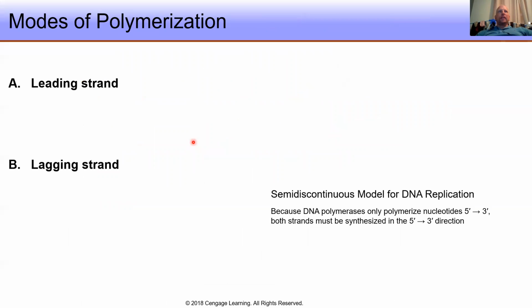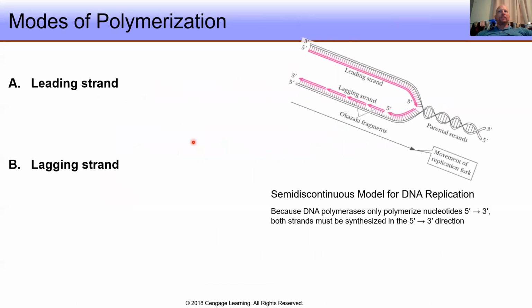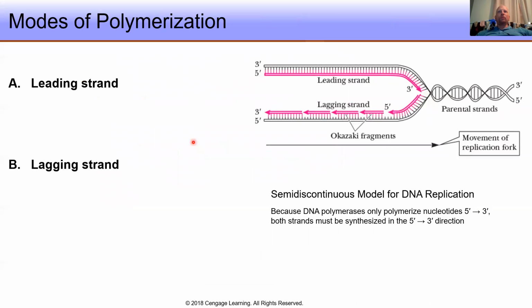So if we look at the way the two strands are replicated in more detail, this is a model called the semi-discontinuous model for DNA replication. Once again, there's our original strands, and we separate them into the two single strands, which are used as DNA templates. And again, DNA polymerase can only make DNA in the 5' to 3' direction. We have to do the different strands in a different way.